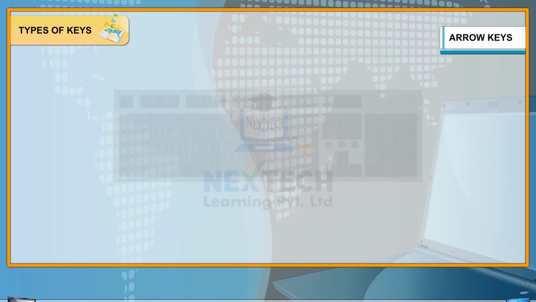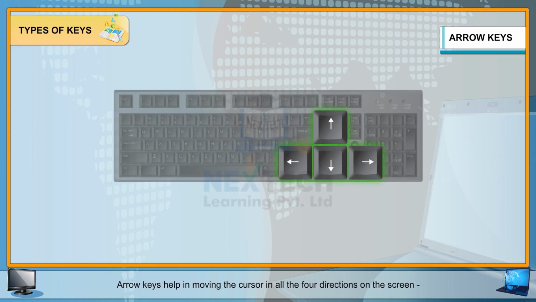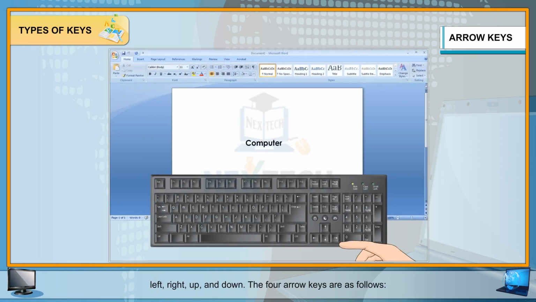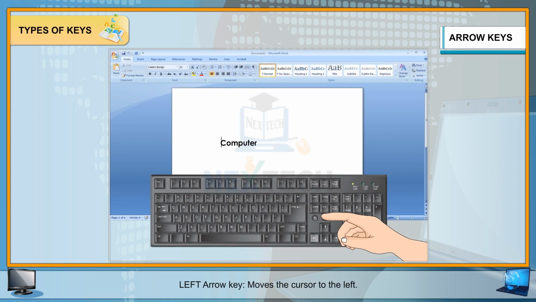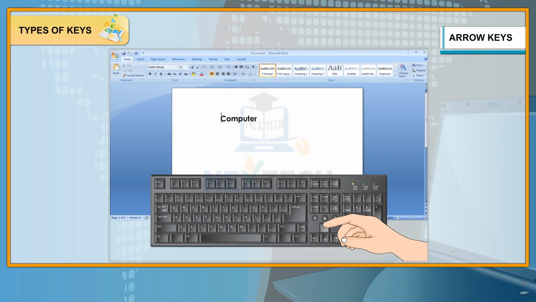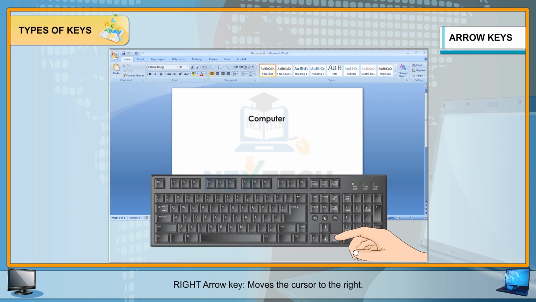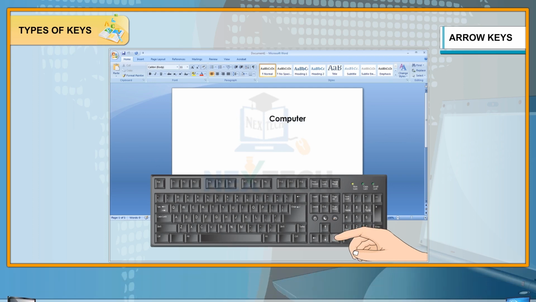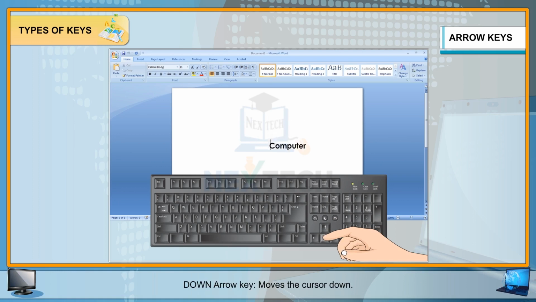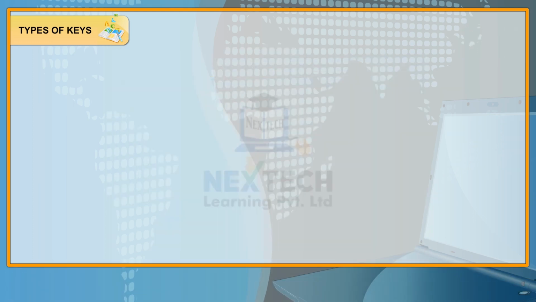Arrow keys. Arrow keys help in moving the cursor in all the four directions on the screen: left, right, up and down. The four arrow keys are as follows. Left arrow key moves the cursor to the left. Up arrow key moves the cursor up. Right arrow key moves the cursor to the right. Down arrow key moves the cursor down.